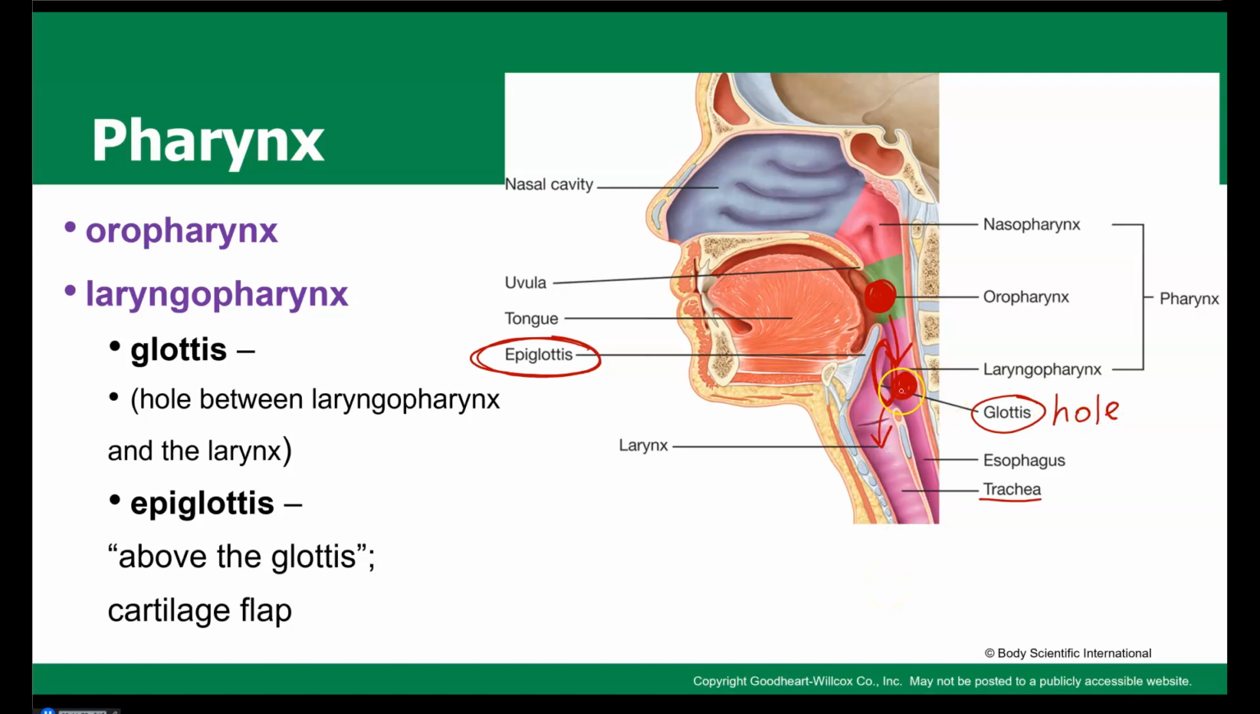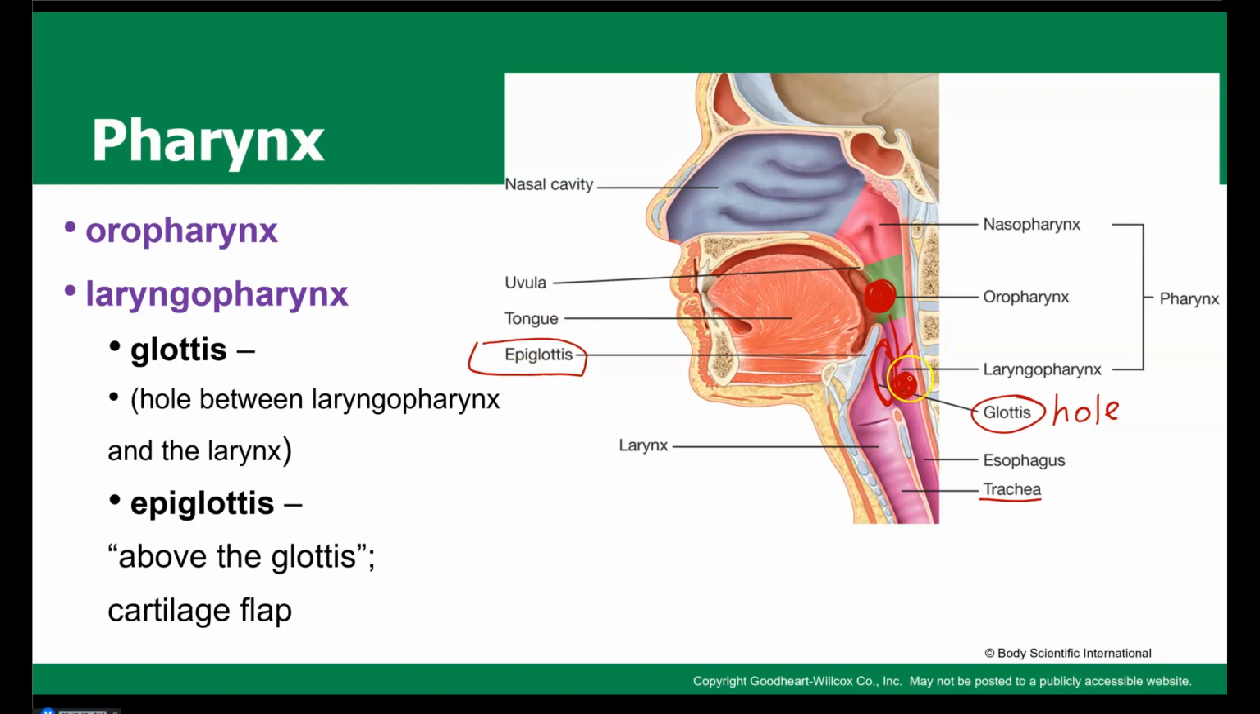So how do we prevent the bolus from going that way? How do we stop the bolus from going this way and instead knowing to go down into the esophagus? Well, we have this cartilage flap called the epiglottis, epi meaning above the glottis.